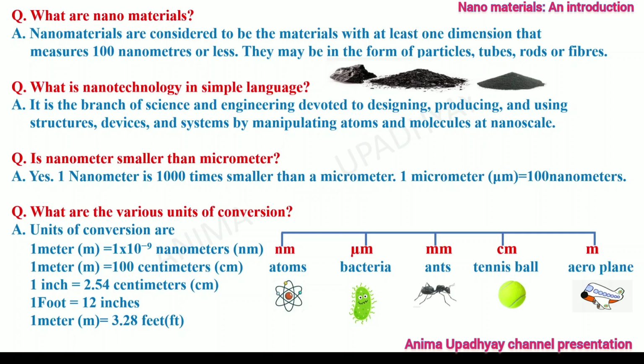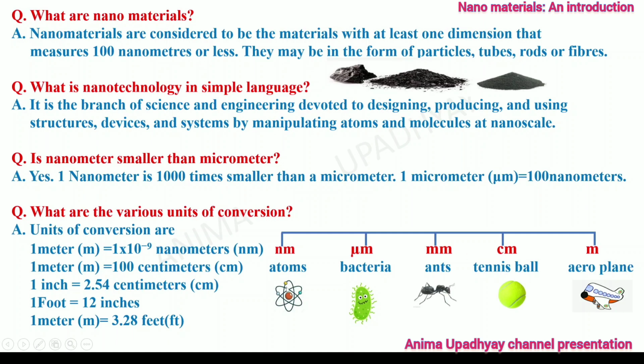What are the various units of conversion? Here I have given the various units of conversion. You can go through it. But I would like you to see this figure where I have tried to explain the scale in which you can imagine the size of the nanomaterials. Nanometers are designated by nm, micrometers by μm. This is millimeter, centimeter and then meter. I have not taken kilometer.